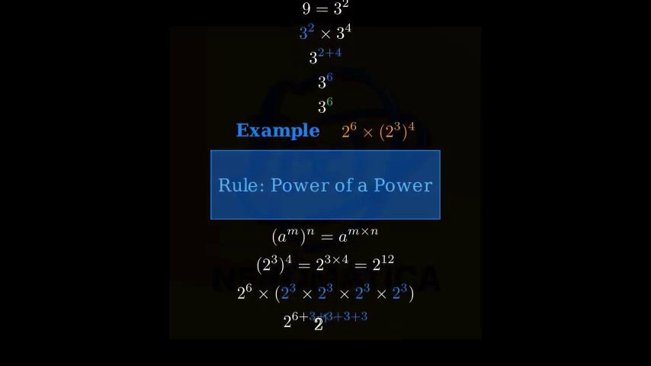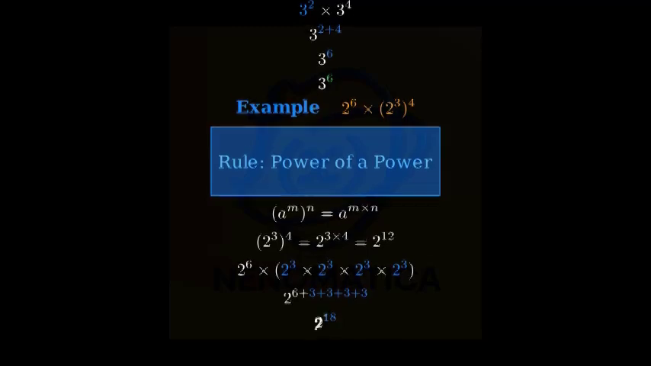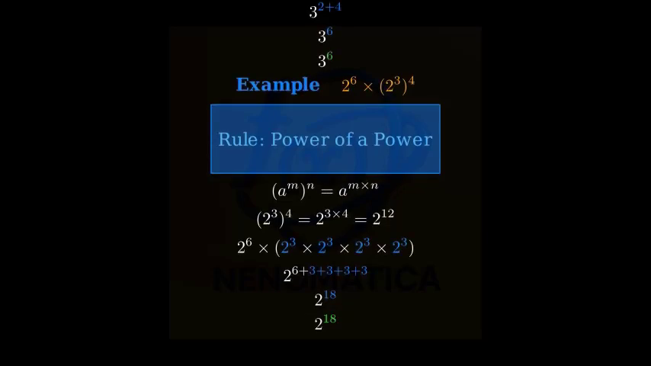Now we have 2 to the power of 6 times 2 to the power of 12. And using the product rule, we add the exponents. 6 plus 12 equals 18. So our answer is 2 to the power of 18.